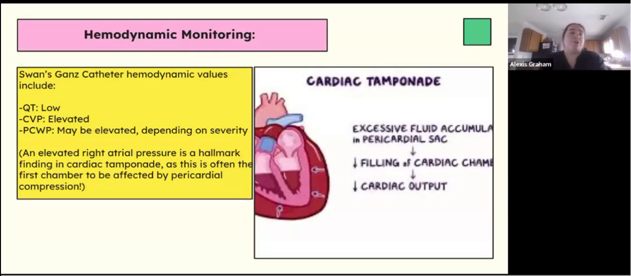So hemodynamic monitoring, you're going to be using that Swan-Ganz catheter again. The cardiac output will be low, the CVP will be elevated, and the pulmonary capillary wedge pressure may be elevated depending on severity. An elevated right atrial pressure is also a hallmark finding in cardiac tamponade, as this is often the first chamber that will be affected by the pericardial compression.